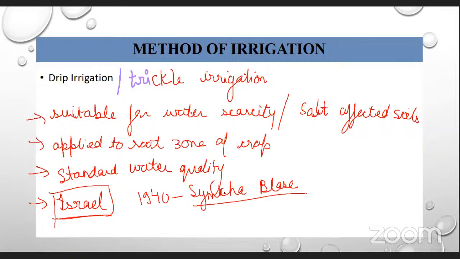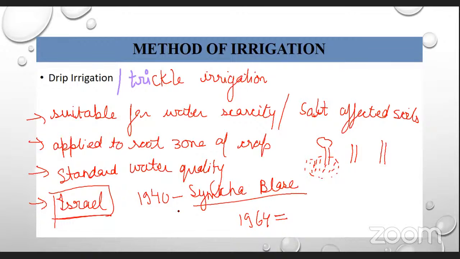Then he observed that a large tree near a leaking faucet exhibited vigorous growth compared to other trees in that area. Means he observed that there were so many trees, but the tree near the leaking faucet had much more vegetation. Later he used this concept, and in the year 1964 he developed the first patent for a drip irrigation system.